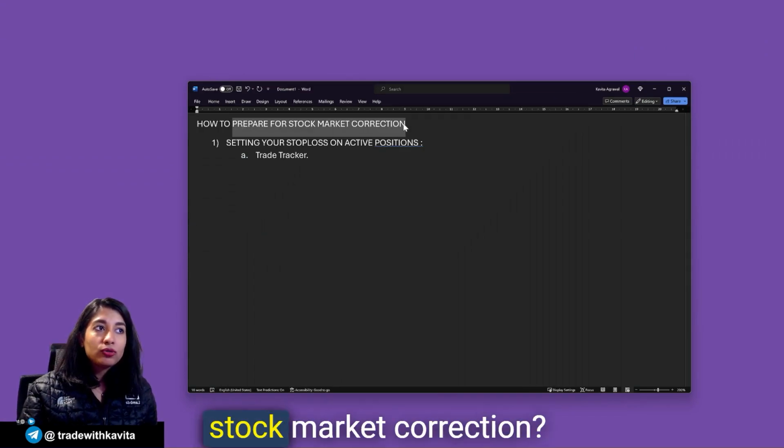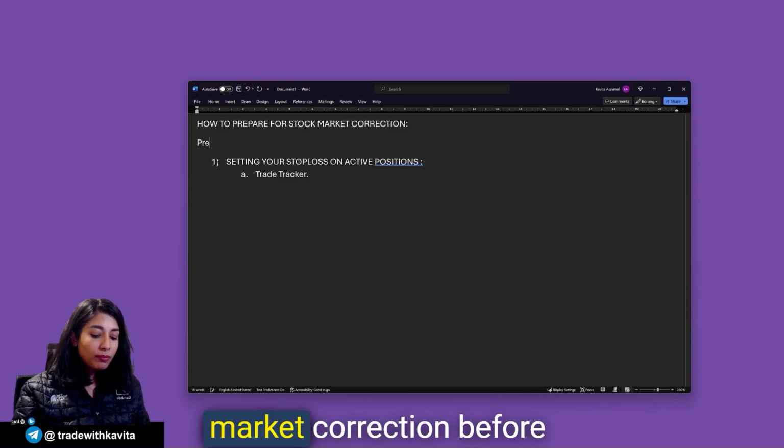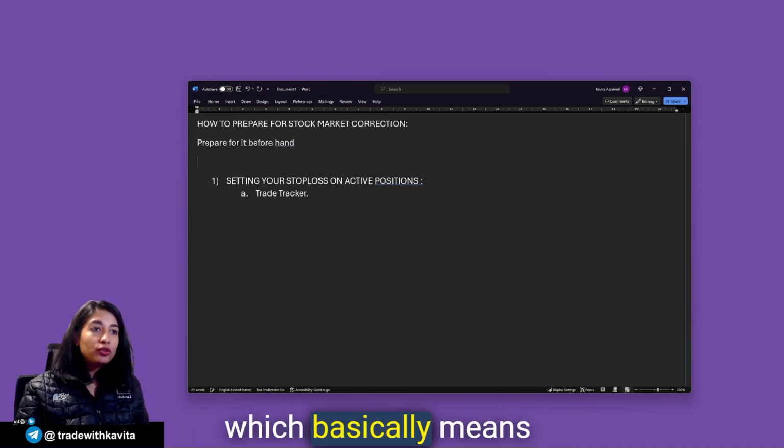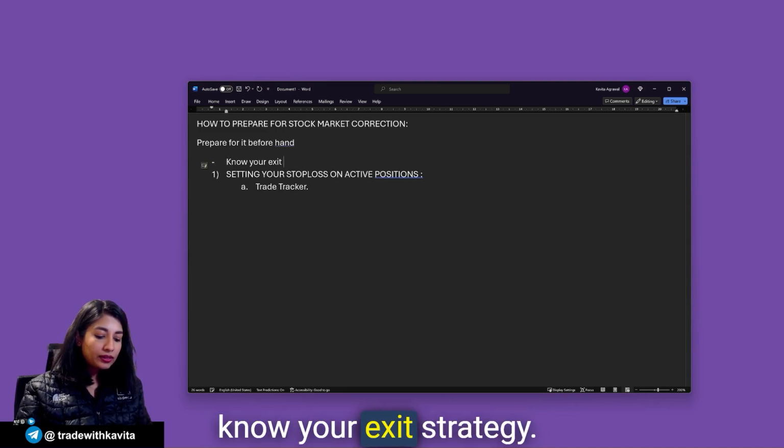How do you prepare for stock market correction? Firstly, prepare for the stock market correction before the correction happens. Prepare for it beforehand, which basically means know your exit strategy.